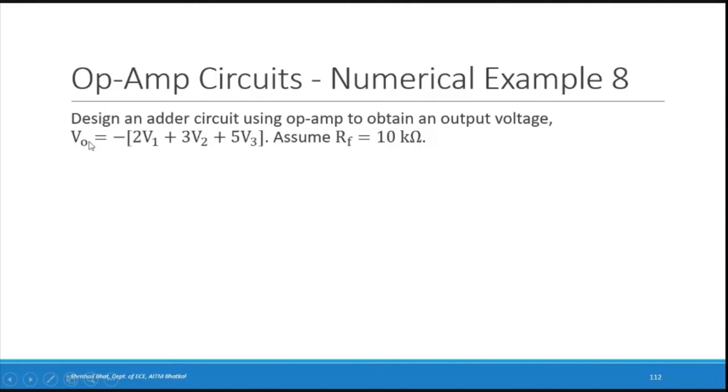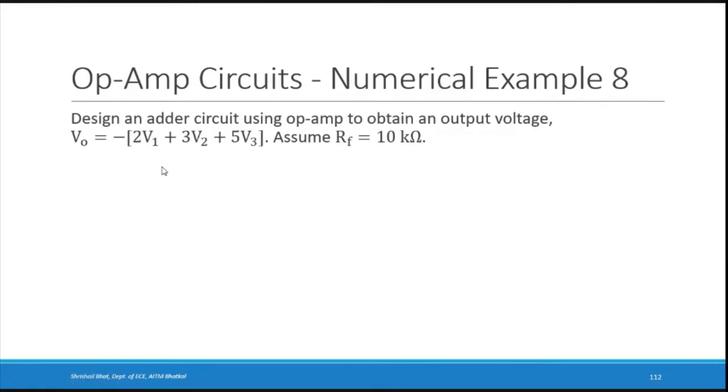What you can see in the output voltage, there is a negative sign. That means it is an inverting summing amplifier, right? And there is minus of 2V1 plus 3V2 plus 5V3. So these are all the gains of individual input voltages. So what you can do is, you have the equation for output voltage of a 3-input inverting summing amplifier. Just compare that equation with this given output voltage, and with that you can find the required resistances.